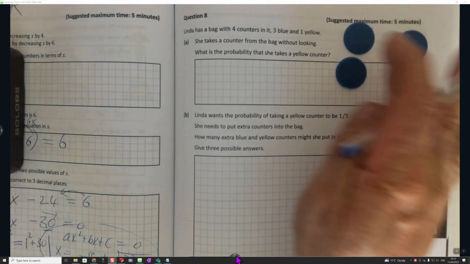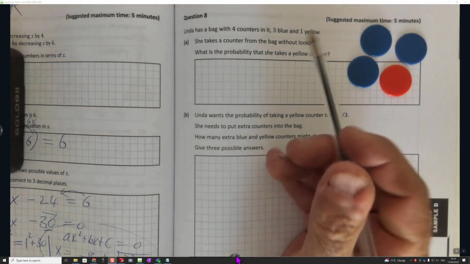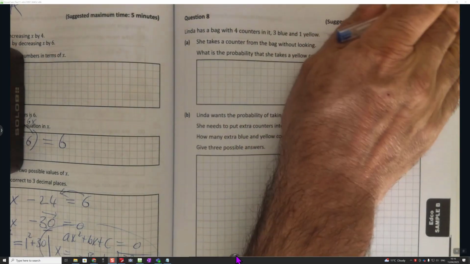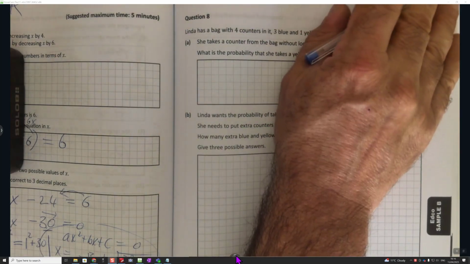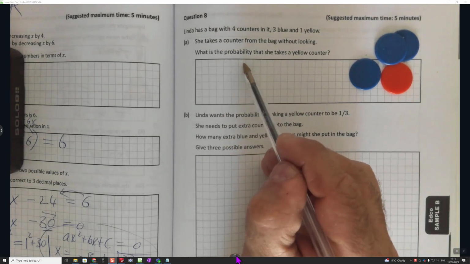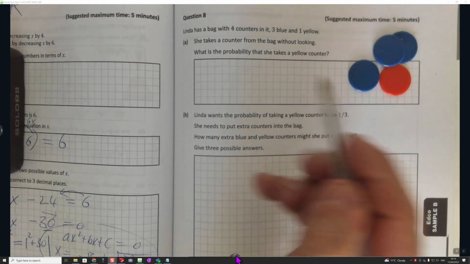So I've modeled that here. She takes a counter from the bag without looking, so it's like I'm covering this up and I'm randomly picking one. I don't know where it's coming from. What is the probability that she takes a yellow counter?